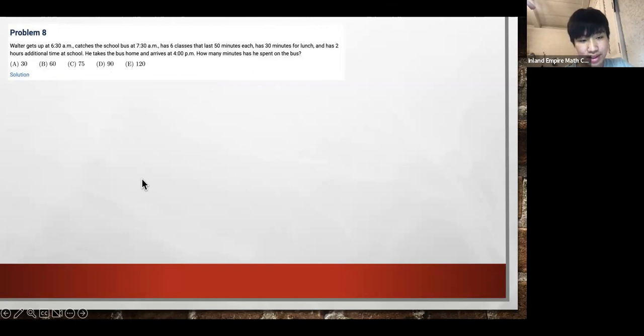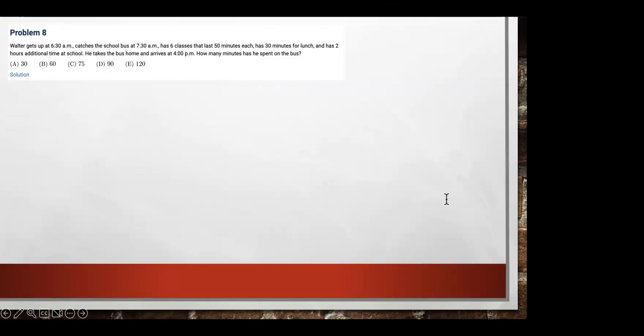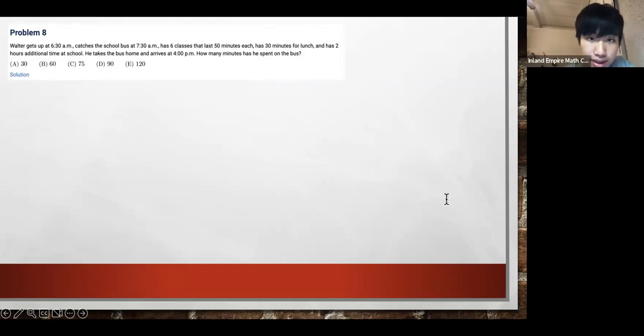So does anyone have any ideas currently about what the answer for this is? I believe that it's 60. 60? Let me see. Seems like it would make sense. Bella also thinks it's 60. So I would say that the easiest way to do this problem is just to add it all together, right?